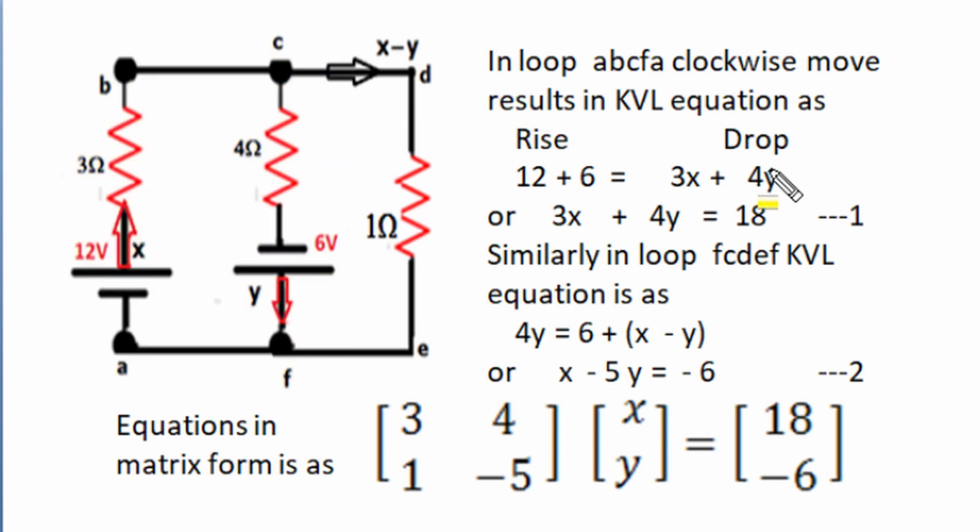For the matrix method of manipulation, we will rewrite this as coefficient of X as 3, coefficient of Y as 4, and the equal-to side gets the number 18. This becomes our first equation.